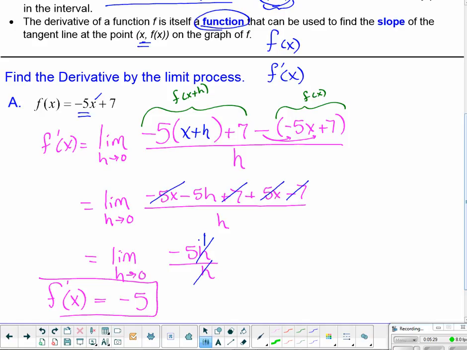Not a big surprise, because we knew this function was linear, and right in the front here, we know that the slope throughout the linear function is negative 5.